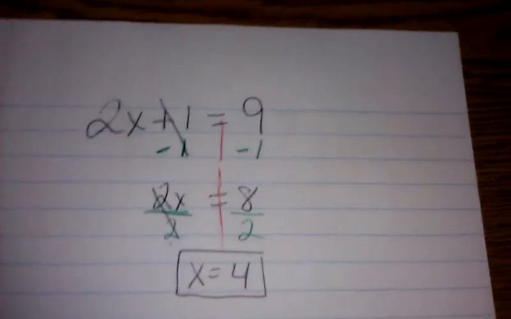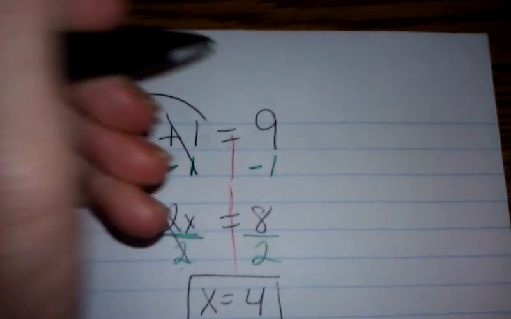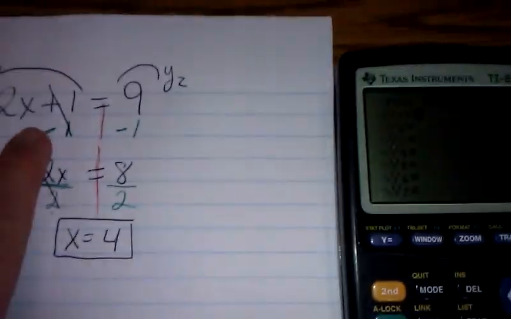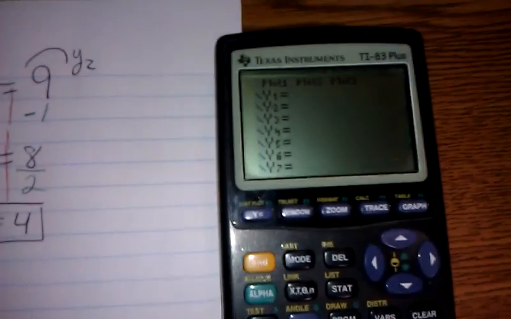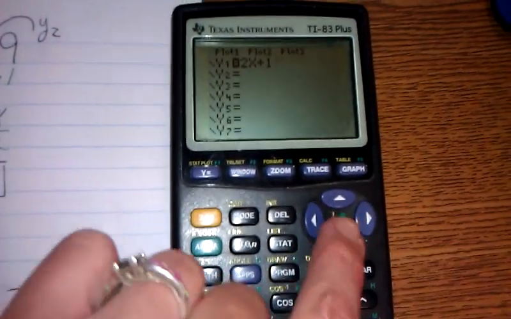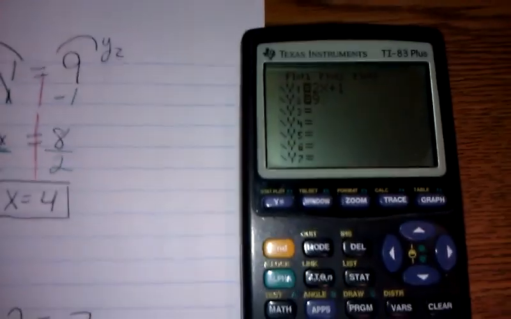All right. What we're going to do is we're going to put the left-hand side of the equation into y1 and the right-hand side into y2. So I'm going to come over here to my calculator. I'm going to press y equals. I'm going to put 2x plus 1 into y1. 2, and here's the x button, plus 1. And then go down here, I'm going to put into y2 what's on the other side.